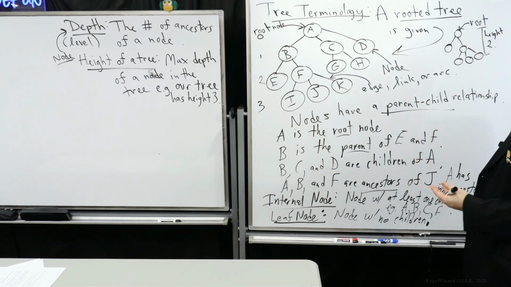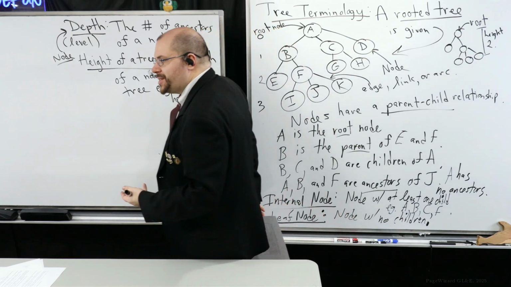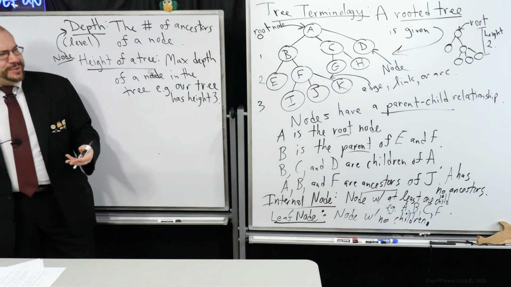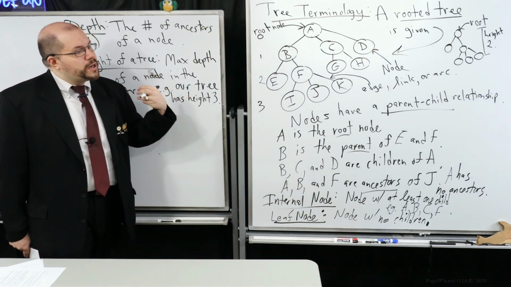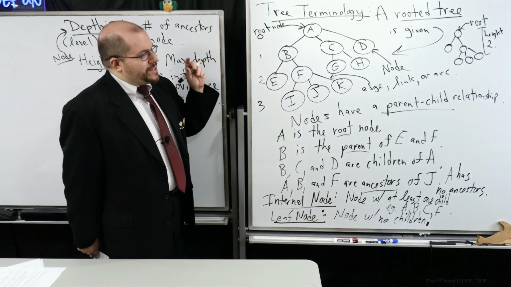So we're going to presume, by the way, that trees have at least one node typically. There's some funny conventions around what you do with a tree that's what we call empty. We're going to presume our trees are non-empty typically, meaning that there's at least one node.